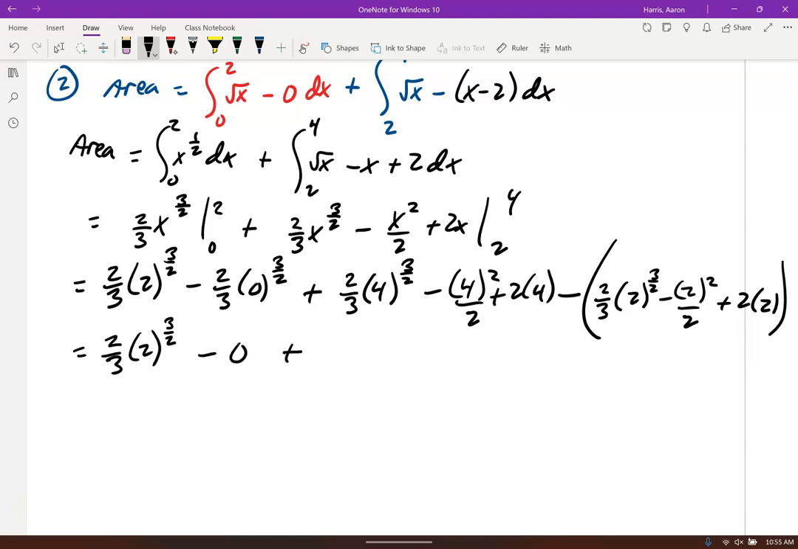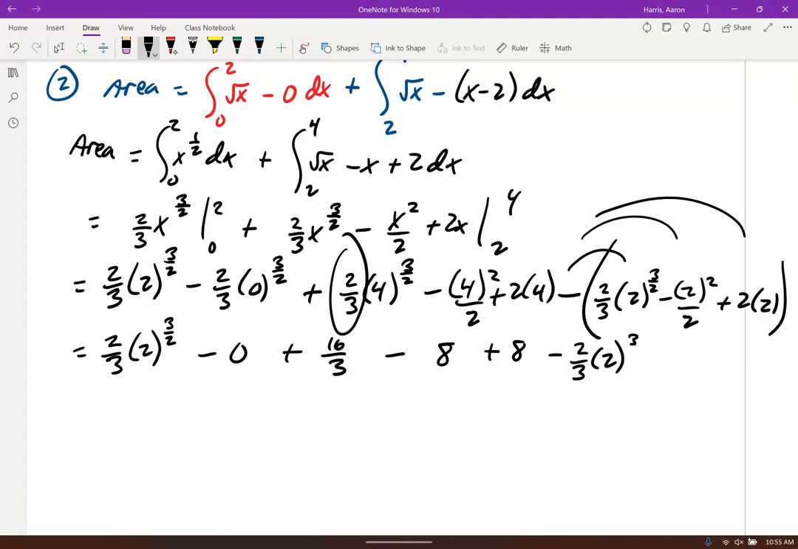Here I've got 4 to the 1/2 to the 3rd, so that's square root of 4 to the 3rd, so that's 2 to the 3rd, that's 8, and then 8 times the 2/3 is 16/3. Minus here I got 16 over 2, I got minus 8 plus 8. Let me distribute that. So that's a plus, negative times a negative, I got 2 square root of 4, that's a 2, minus a 4. So let's see, I got 8, negative 8, plus 8. So it looks like I got, oh, and it looks like 2/3 times 2 to the 3/2 minus 2/3, 2 to the 3/2 is gone.